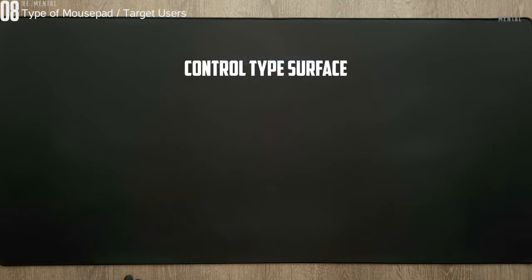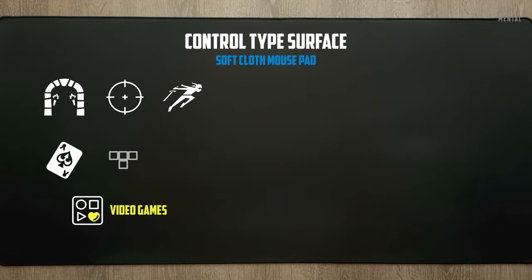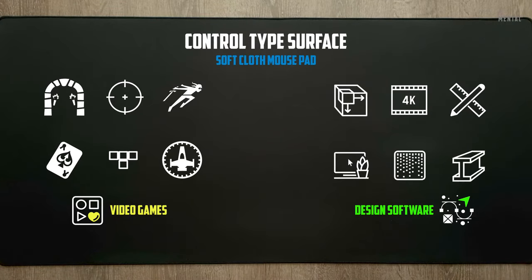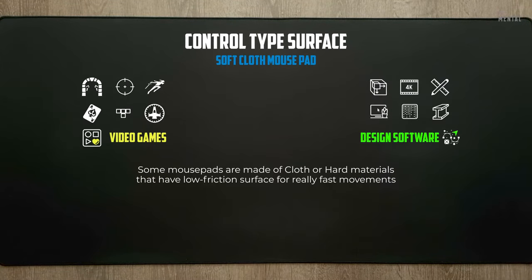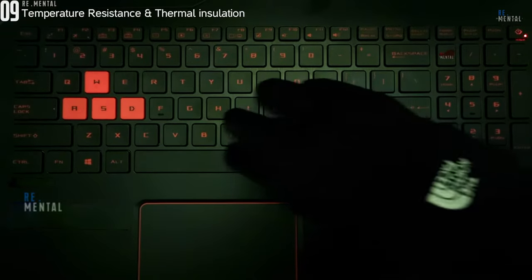Now, to be more technical, I will tell you that this mousepad has a control type surface, which is great to work with precision mouse features like video games, first and third person shooters, point and click, etc., or design software, video editing, animation, modeling, and of course, regular applications. The words here are precision and control. Now, for those users, mostly gamers, that need a fast surface with minimal friction, probably this is not the mousepad for you. Now, talking about temperature.